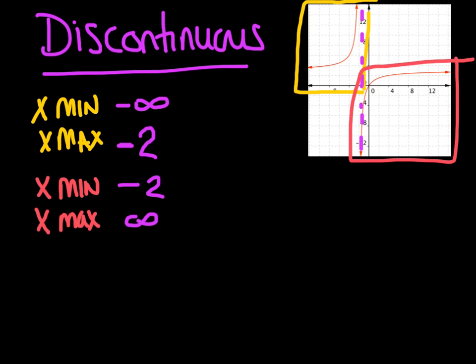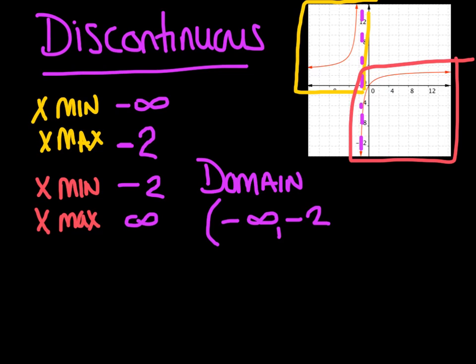So since I had two sections, when I go to write the domain, I have to break it up into two pieces, and I'll show you how. I'm going to say from -infinity to -2. Again, I can't reach infinity, so that got a parenthesis. And I didn't actually hit -2 because of the asymptote, so that gets a parenthesis. And I'm going to unite that with the interval from -2 to positive infinity. So when there's two sections, don't forget you need two pieces to your domain.